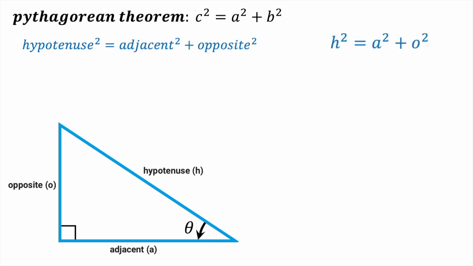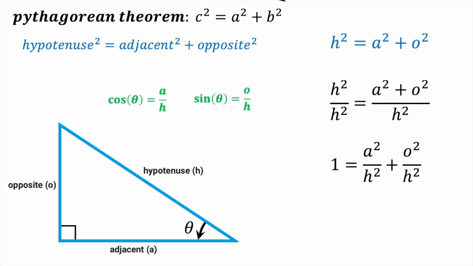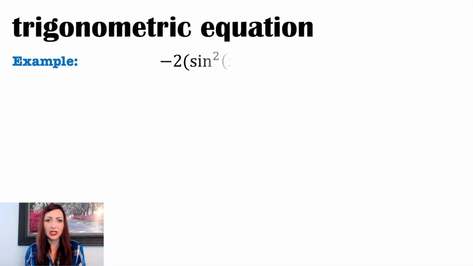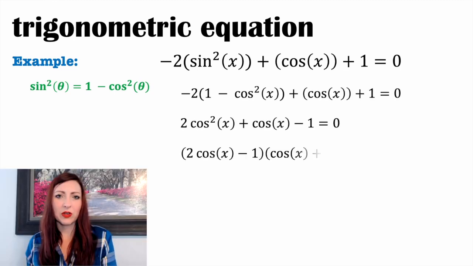Pythagorean theorem can be useful to help you calculate a common trig identity. Sine squared of theta plus cosine squared of theta equals 1. There are also many other trig formulas that you need for solving trig problems, and I recommend reviewing them. This is one example of solving a trig equation.